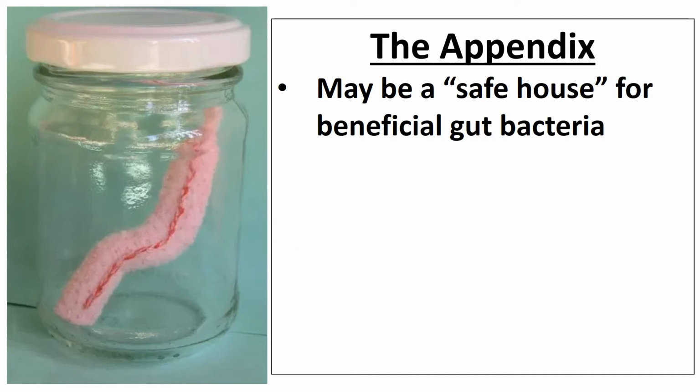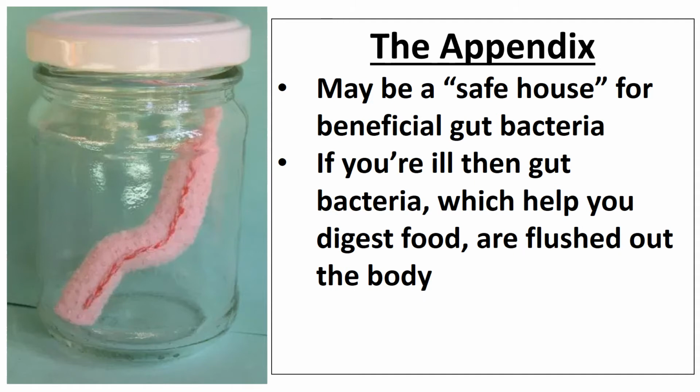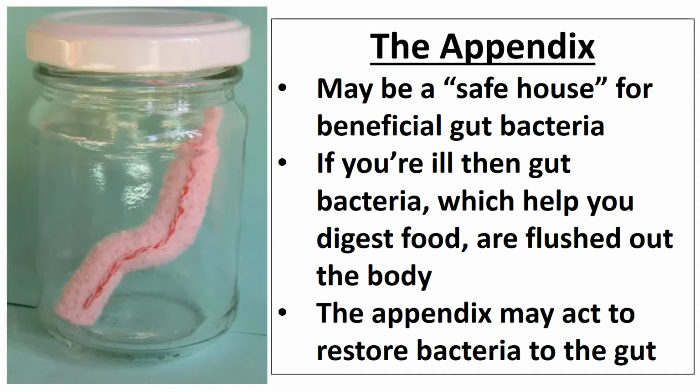And it's been unknown really why it's there, but the most recent evidence suggests it's basically where gut bacteria are stored. So what happens if you're ill, then the gut bacteria end up getting flushed out of the body. If you've got diarrhea or some norovirus or whatever. So if that happens, we're talking about good bacteria here in inverted commas. This is bacteria which helps you break down food. So what they think the appendix does is it then allows the bacteria to be restored should it be lost. So a safe house for gut bacteria.